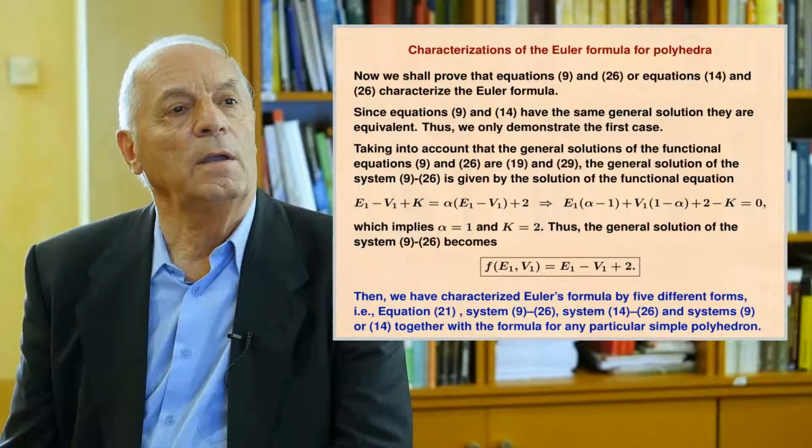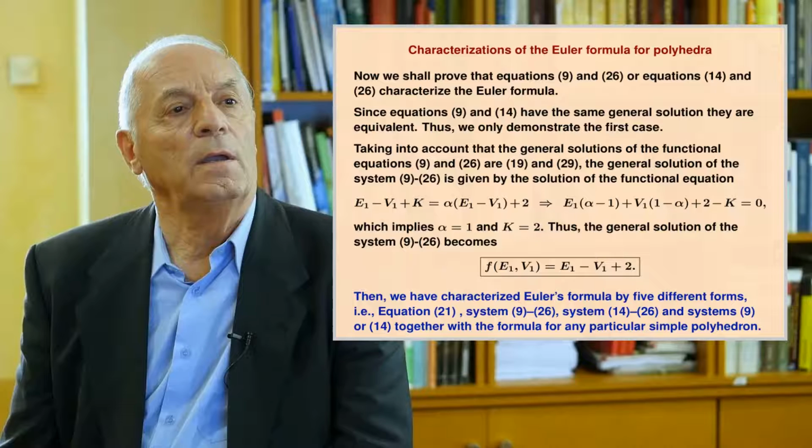In this slide we present our final results. We shall prove that equations 9 and 26 or equations 14 and 26 characterize the Euler formula. Since equations 9 and 14 have the same general solution, they are equivalent. Thus, we only demonstrate the first case.